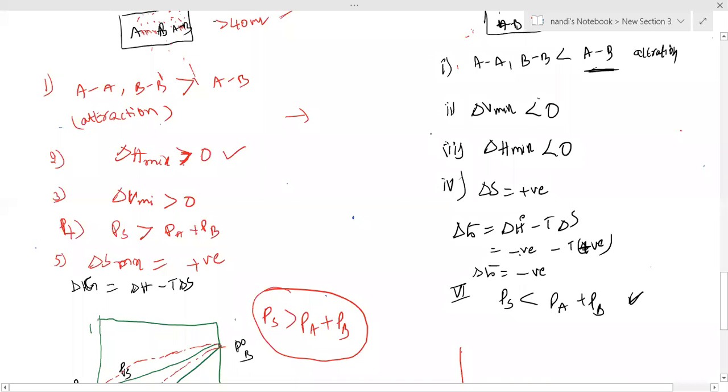Only in terms of attractions you have to give, sir, every word. Only in terms of attraction. Strong attractions, less vapor pressure. These are spontaneous only. Positive deviation is also the same thing.